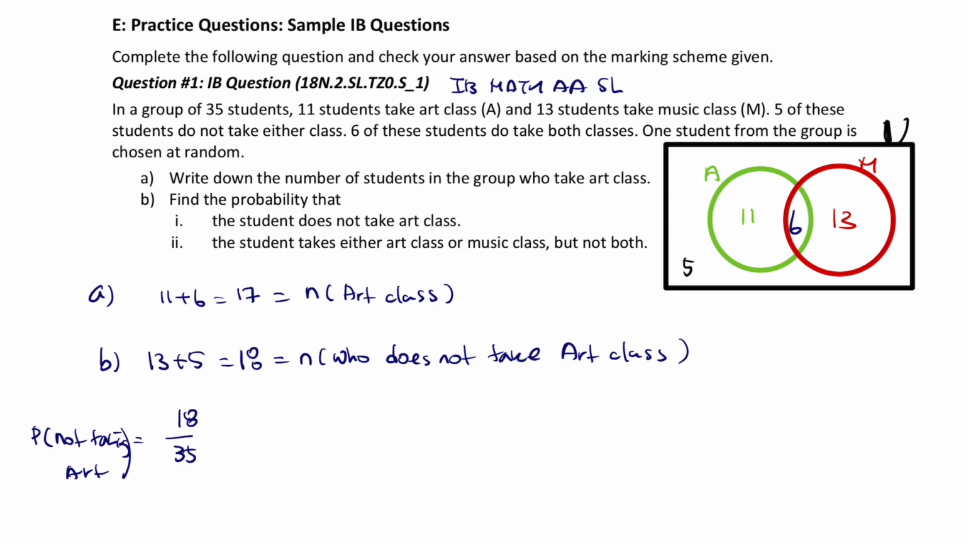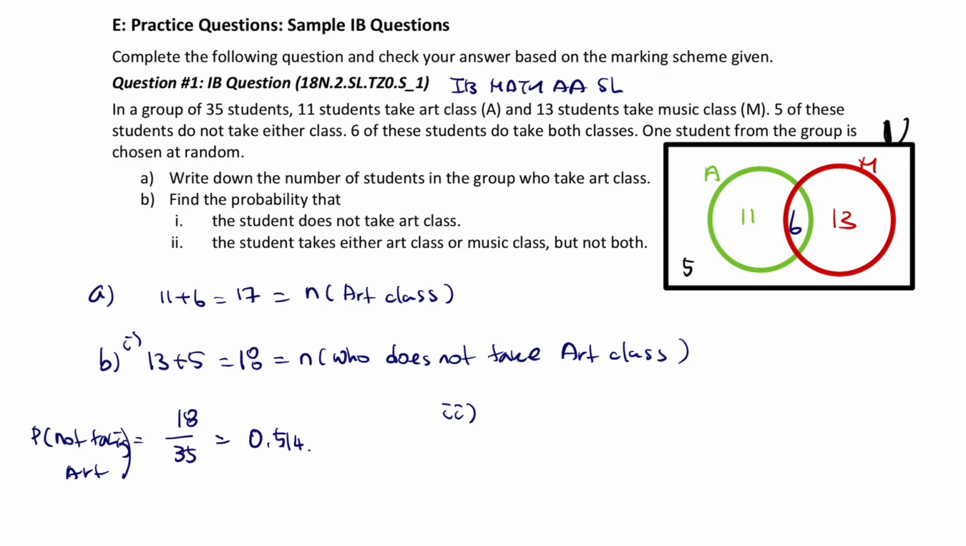However, since this is a Paper 2 question, you can plug this number, 18 over 35, into your GDC and find the decimal number, which is 0.514. Okay, this was question B part I. Then let's look at part II. We need to calculate the probability that the student takes either art class or music class, but not both.